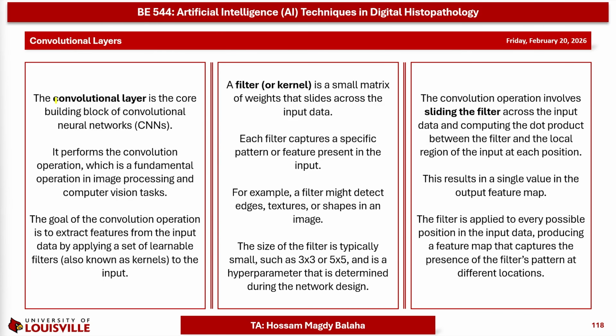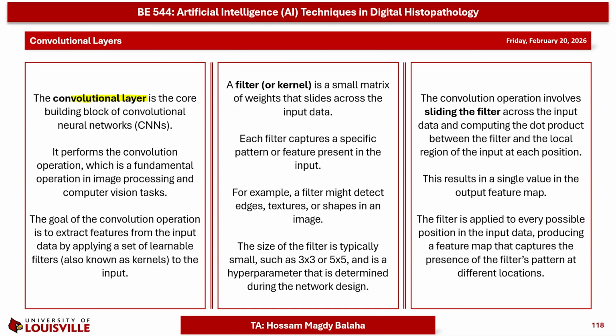The first layer is the input layer, followed by a convolution layer. And as mentioned, a convolution layer performs a convolution operation, which is a fundamental operation in image processing and computer vision tasks. Again, the goal of that layer is to extract features from the input data by using learnable or trainable filters or kernels applied to the input.